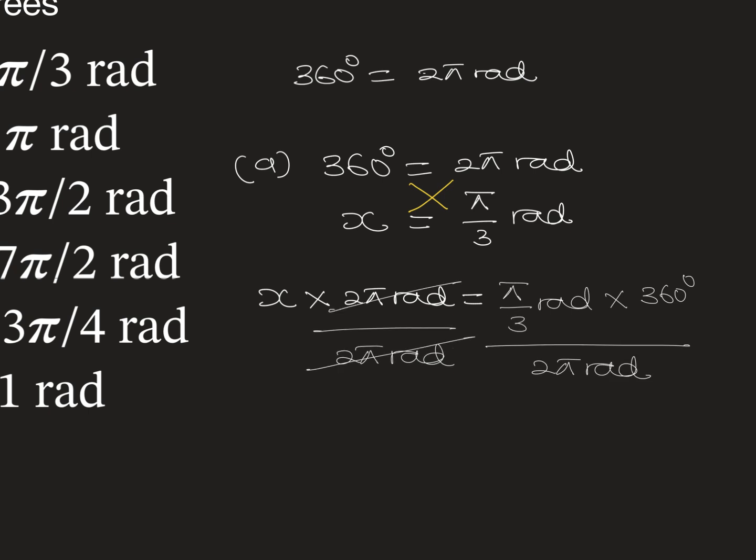So this will cancel this. Now what do we have here? Radians will cancel radians. Pi will cancel pi. Okay? So it means we can say 3 goes once into 360. That will be 120 times. So we're going to have 120 divided by 2. So that is 2 goes once into 120 is 60. So we're going to have x is equal to 60 degrees. Okay? So pi over 3 radians is equal to 60 degrees. Okay?